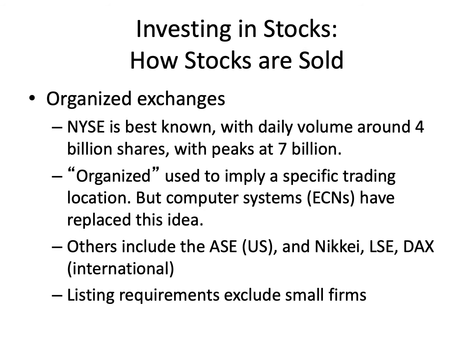How are stocks sold? Well, in organised exchanges. The New York Stock Exchange is one of the best known, like the London Stock Exchange, with a daily volume around 4 billion shares. Up, of course, there are some peaks. It's organised. It has a particular trading location, although computer systems have replaced the idea that there was a floor. Others include the ASE, the Nikkei, the London Stock Exchange, DAX, and the German Stock Exchange.